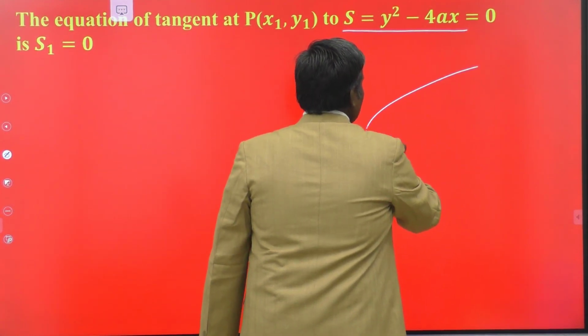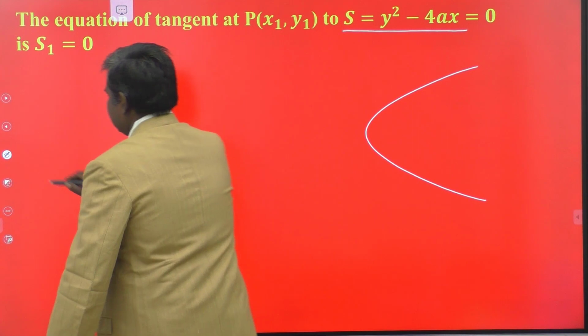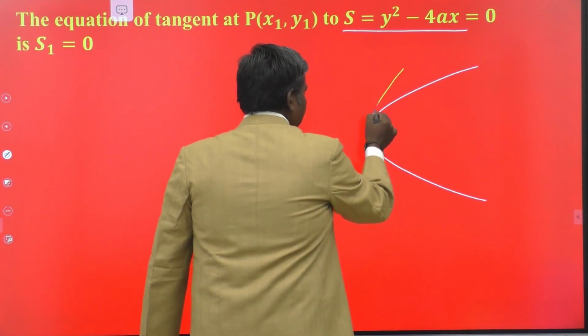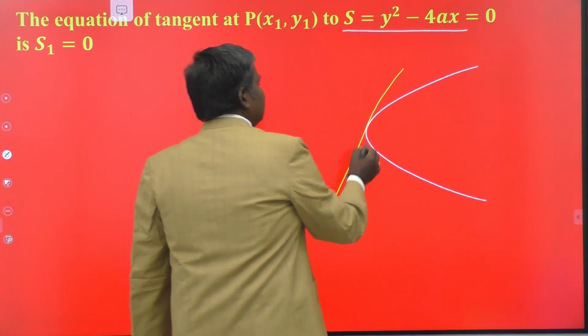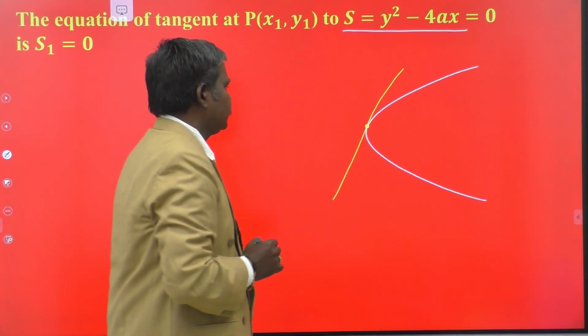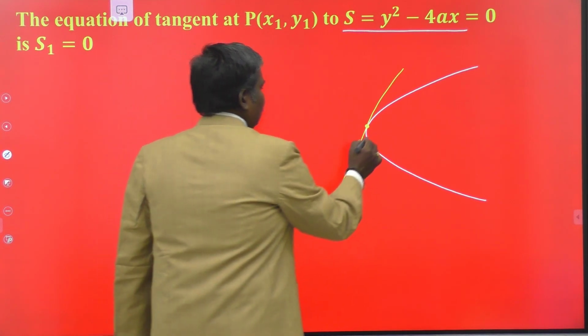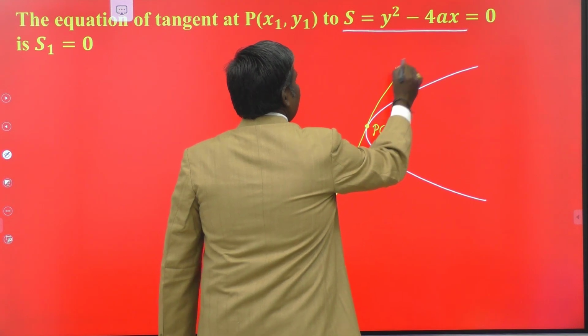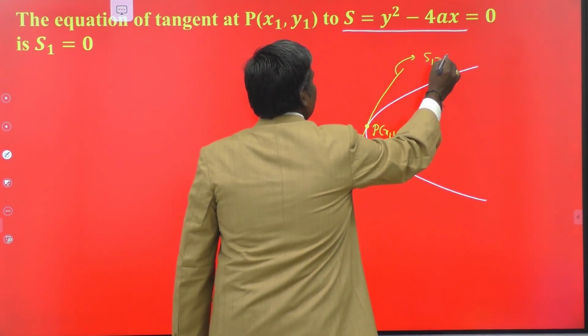We mean this is the parabola. This is the line that touches the parabola at this point only. This is my point (x1, y1). We have to show that its equation is S1 = 0.